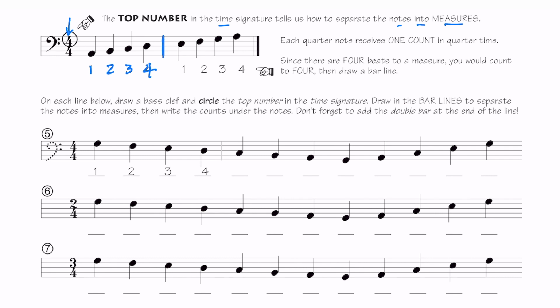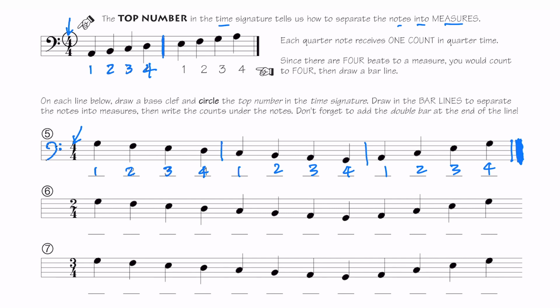So on the drawing the blanks here on number 5, first thing we're going to do is draw our bass clef with our 2 dots. Then we're just counting 1, 2, 3, 4. Since this number is a 4, anytime I get to a 4, I draw a bar line. So 1, 2, 3, 4, bar line. 1, 2, 3, 4. Now this is the end of my song here, so I'm going to draw a double bar line. Not a very pretty double bar line, but a double bar line.